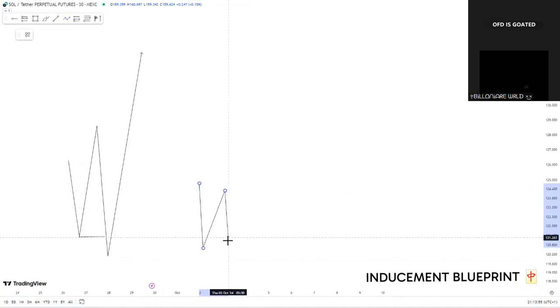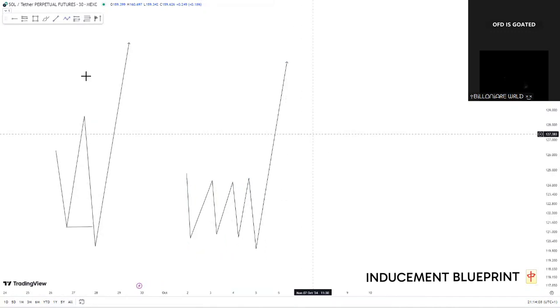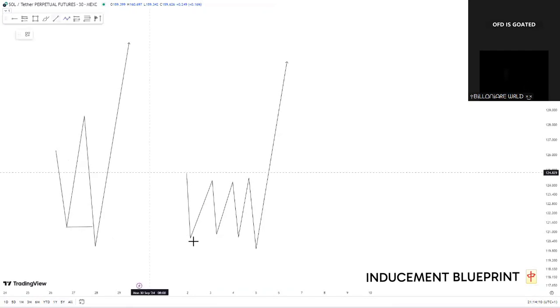So a sweep of a double bottom: let's say you have several lows here. The market will come and sweep all of them, and then the actual move will be to the upside. So this is an example of a sweep of double lows. And then the next one we have is what?